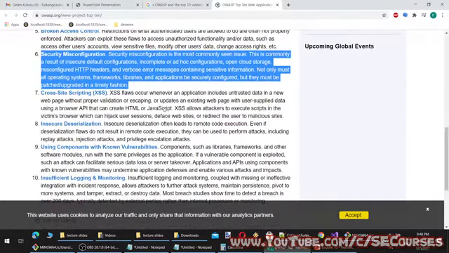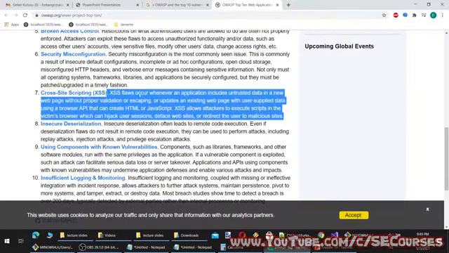Security misconfiguration. Security misconfiguration is the most commonly seen issue. This is commonly a result of insecure default configurations, incomplete or ad hoc configurations, open cloud storage, misconfigured HTTP headers, and verbose error messages containing sensitive information. Not only must all operating systems, frameworks, libraries, and applications be securely configured, but they must be patched and upgraded in a timely fashion.